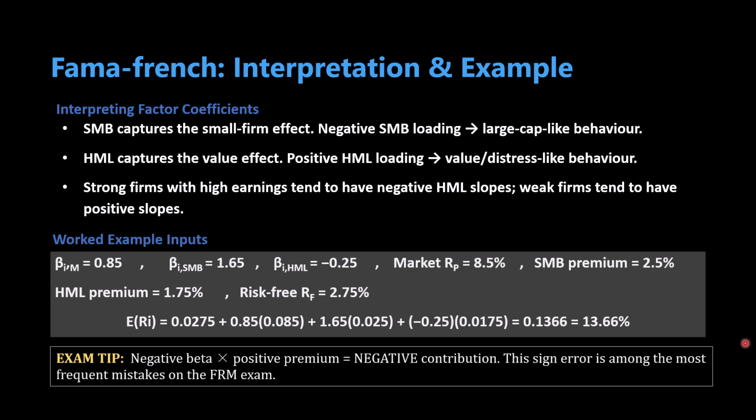Notice the sign on the HML term. Because the HML beta is negative here, that factor reduces expected return rather than increasing it. This is one of the most common calculation errors in FRM style questions. Always be very careful with the signs of each beta in the model.